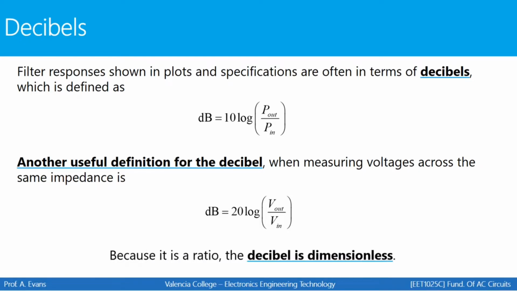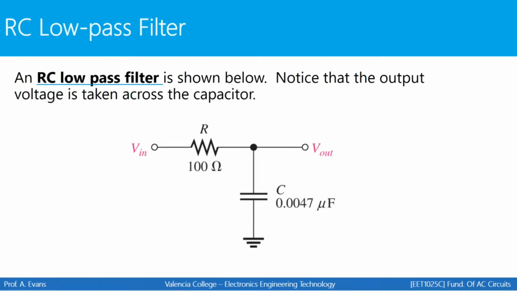The decibel is a ratio, so it does not have a unit. Again, one of the very few numbers in this class that you will write without a unit.